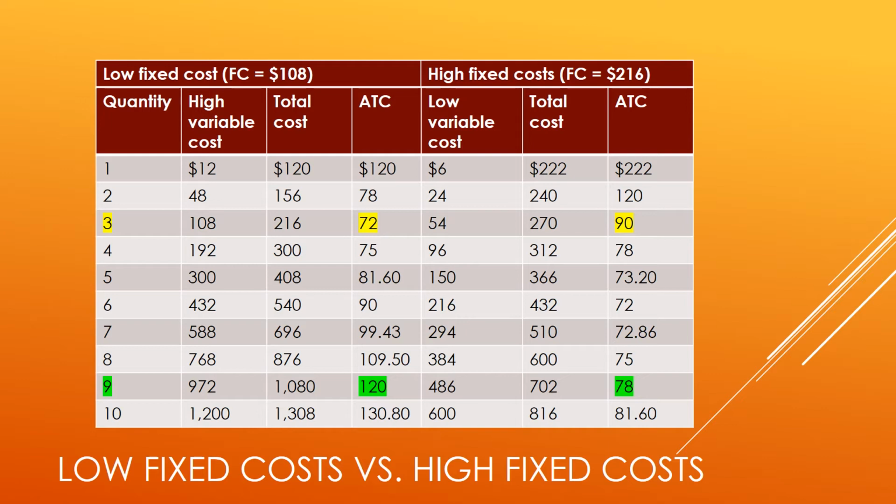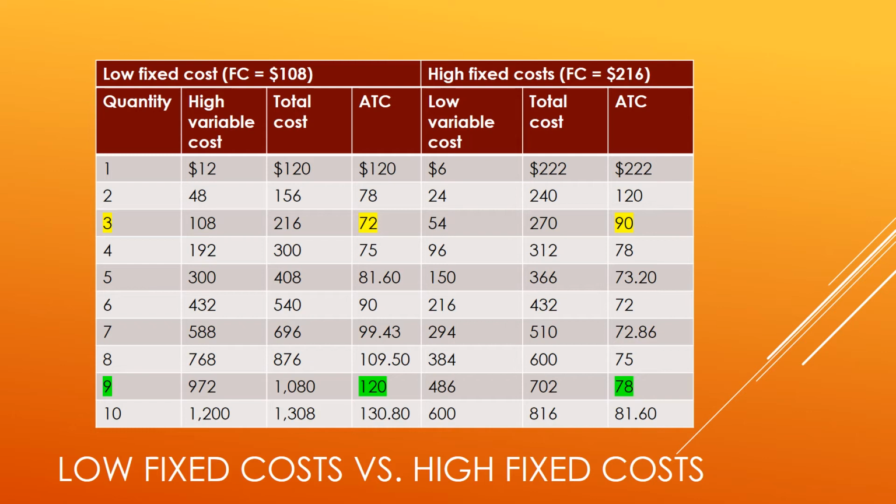When our output increases, however, and it goes to that quantity of 9, now notice what happens. The ATC is $120 for the low fixed cost firm, but it's only $78 for the high fixed cost firm. Again, what's happening here is this is about the spreading effect. So with the high fixed costs, the larger the output, the greater the quantity that you have to spread those high fixed costs over. And they're using lower variable costs, so it's increasing the variable costs at a smaller rate. So as you produce more and more, it doesn't increase the ATC as much as it does for the low fixed cost firm.